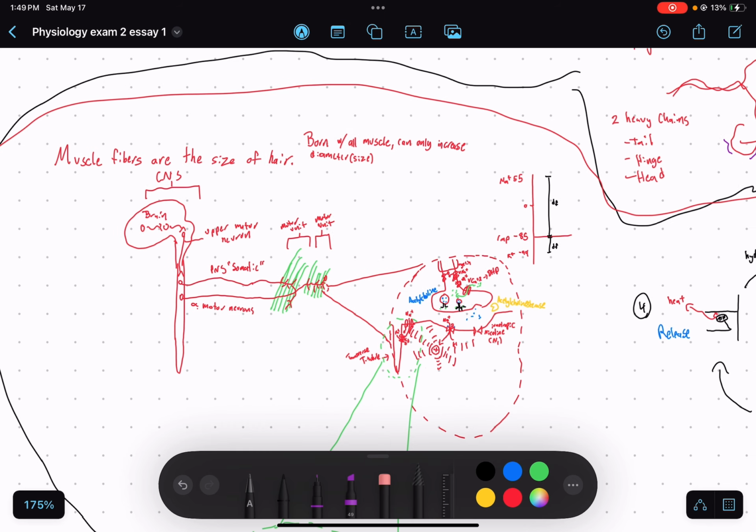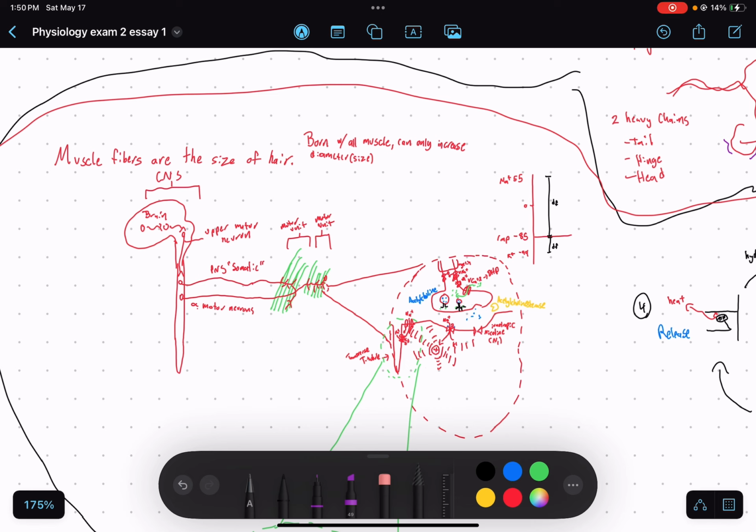So here you have your CNS, which consists of your brain and spinal cord. And just another fun fact for all of us to know is that we're born with all the muscle that we have. You can never increase the amount of muscle cells that you have in your body. You can only increase their size. But moving on from that fun fact, we're going to then move on to how the muscles receive their synapse.